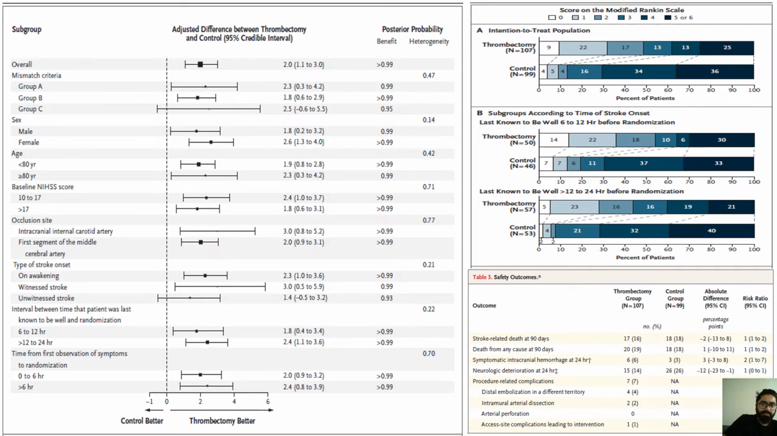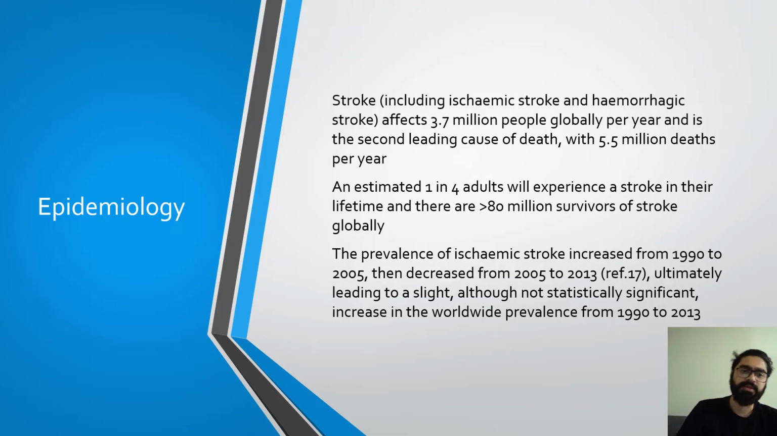The interval between the time the patient was last seen normal and randomization, whether it took place between 6 to 12 hours or 12 to 24 hours, suggested also that the thrombectomy arm was better. Time from first observation of symptoms to randomization, either 0 to 6 hours or greater than 6 hours, also favored the thrombectomy group.